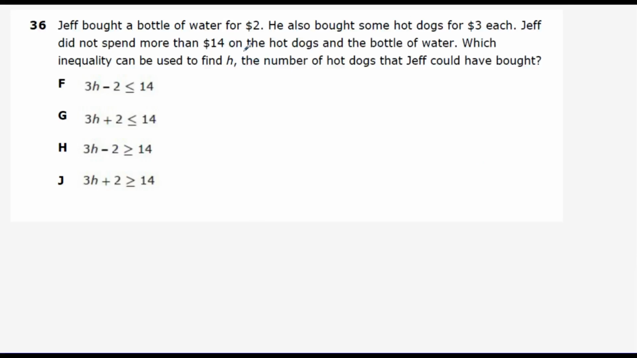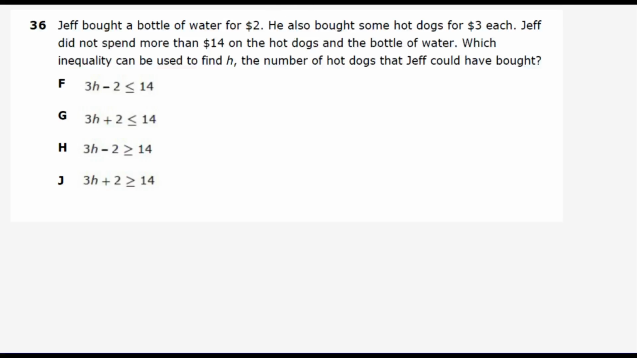Okay, 36. Let's talk about hot dogs and water. I think I could use some water right now. Not so much hot dogs. So a bottle of water for $2. Also bought some hot dogs, $2 each. Did not spend more than $14 on the hot dogs and the bottle of water. Which inequality can we use to find H, the number of hot dogs Jeff could have bought?